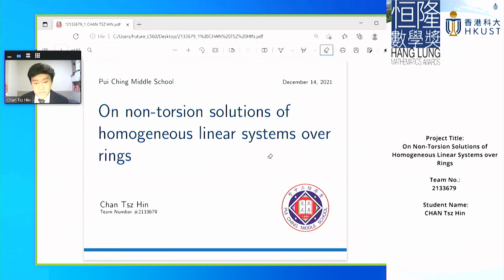Good morning, professors and judges. I'm Ching from Ching Middle School, and today I'm glad to have the chance to talk to you about my project on non-torsion solutions of homogeneous linear systems over rings.